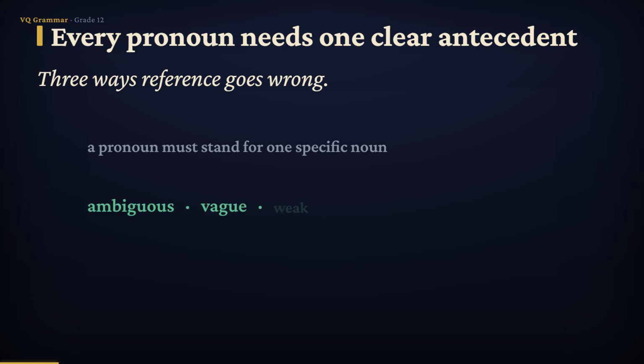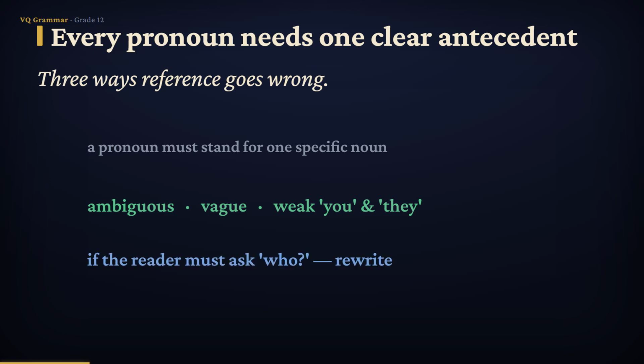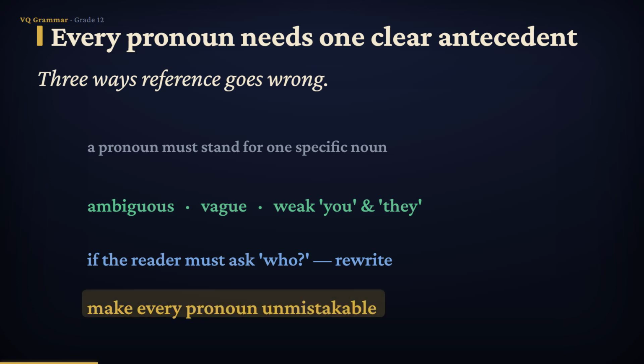But pronouns cause trouble in three familiar ways. Sometimes a pronoun is ambiguous. It could point to two different people. Sometimes it's vague, an it, this, that, or which, floating with nothing solid to stand for. And sometimes we lean on a weak general you or they that names no one at all. The test is simple. If a reader has to stop and ask, who or what does this mean? The sentence needs a rewrite. Our whole job today is to make every pronoun unmistakable.